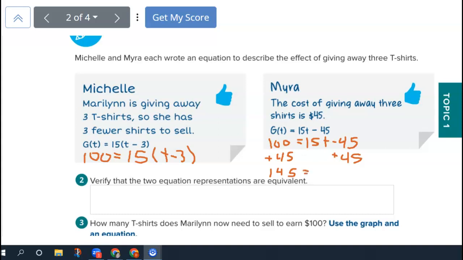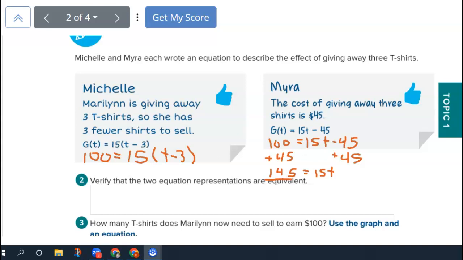equals 15t. And now it's 15t plus 0, because these two terms, when you add them together, equals 0. So we have 15t over here. To go the next step, this means 15 times t.